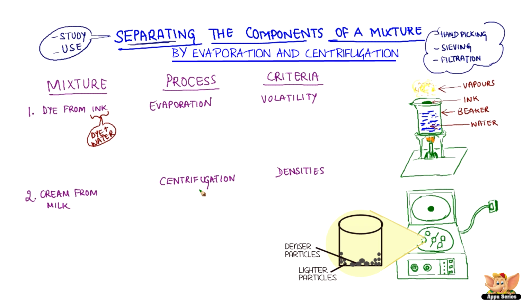A centrifugation process has many applications. It is used in diagnostic labs for blood and urine tests, and used in dairies to separate butter from cream. This method is also used for drying clothes in washing machines.